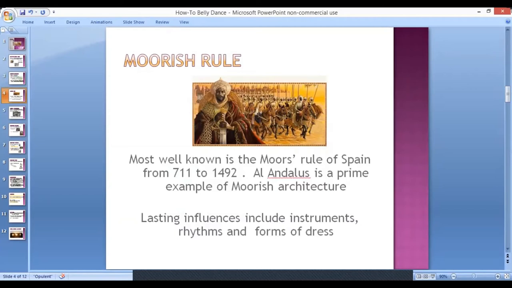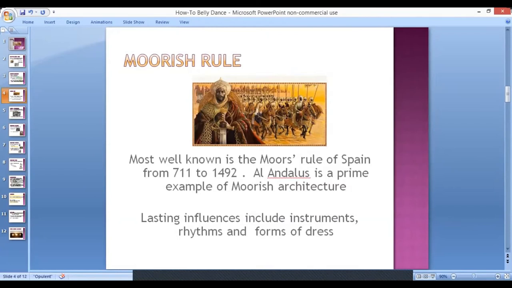And guess what? These are related. And also the Alhambra is a prime example of Moorish architecture. Beautiful place. I got the opportunity to see it a couple years ago. So the lasting influences from a cultural perspective include instruments. So the wooden lute, L-U-T-E, in Arabic is called al-oud, O-U-D, and it means wood. And it was oud before it was lute, just as an example.